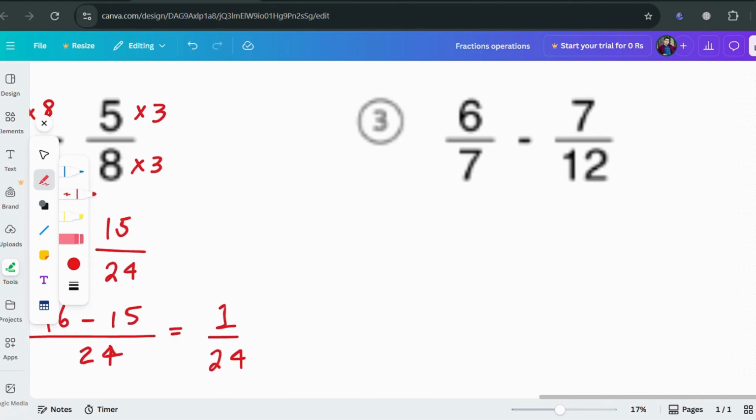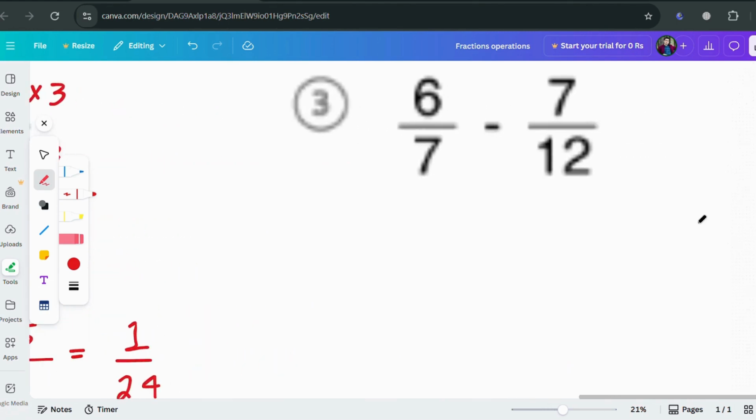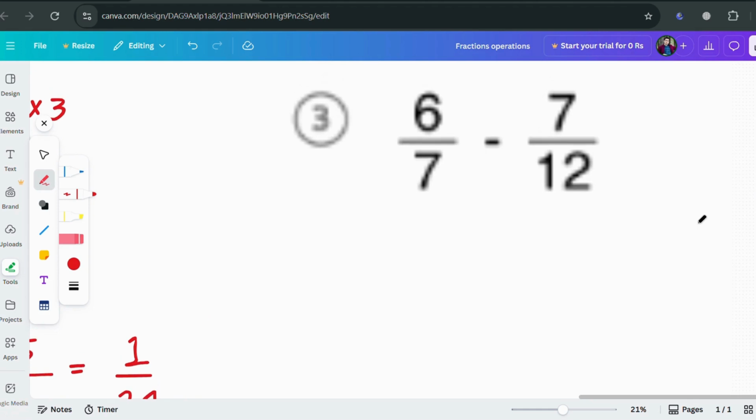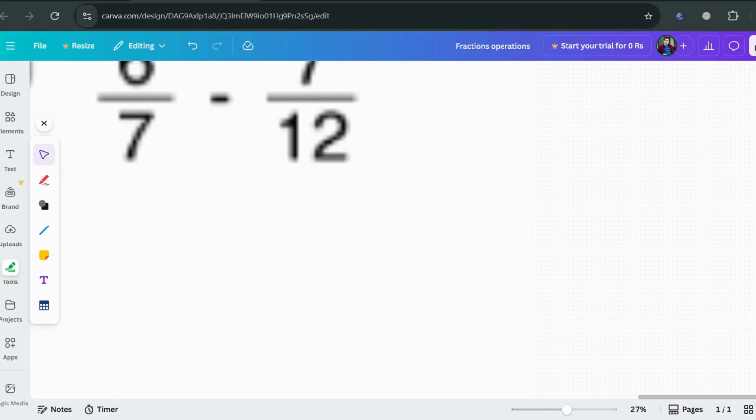Now I will be quickly moving towards question number 3. That's 6 over 7 minus 7 over 12. I need to find the common denominator for the 7 and the 12, so I need to find the LCM of 7 and 12. We have to find a value that we can convert the denominators into. 7 times 1 is 7, 7 times 2 is 14, and it goes like 21, and it keeps on going. So we have to find the possible values. Let's find the LCM real quick.